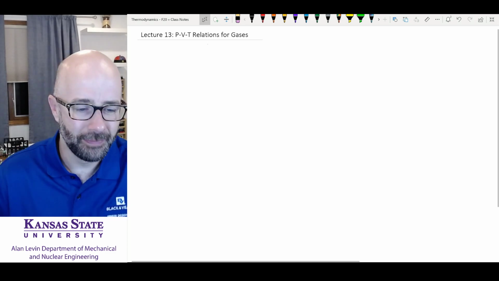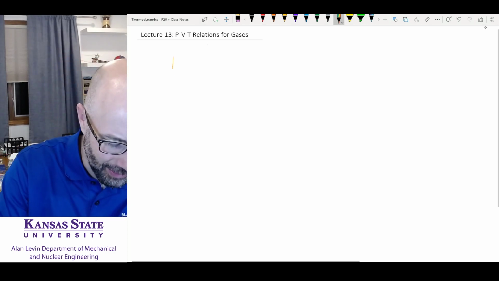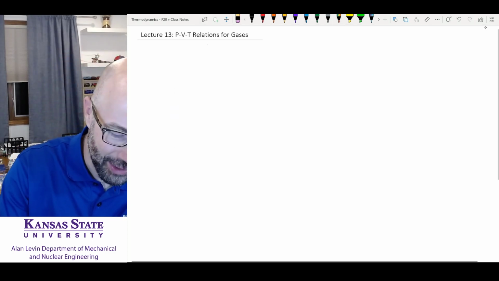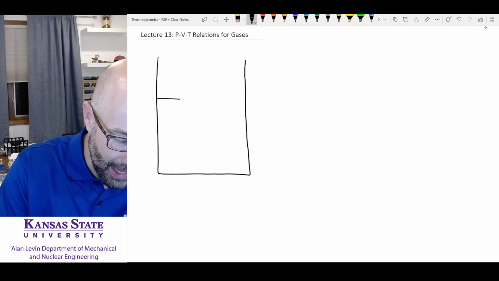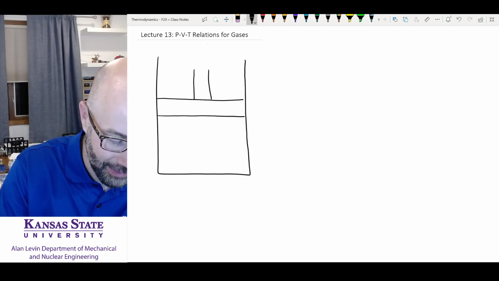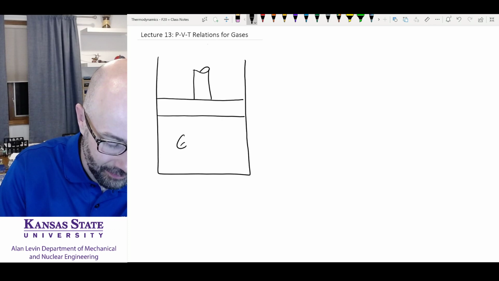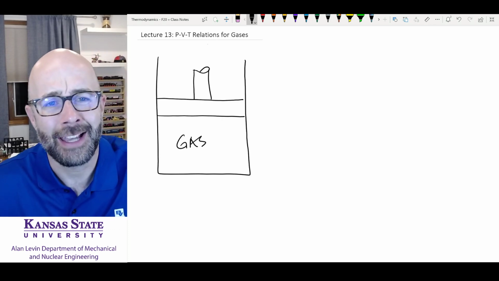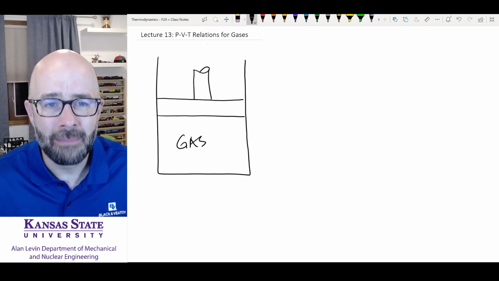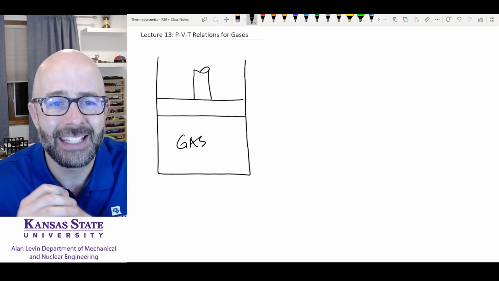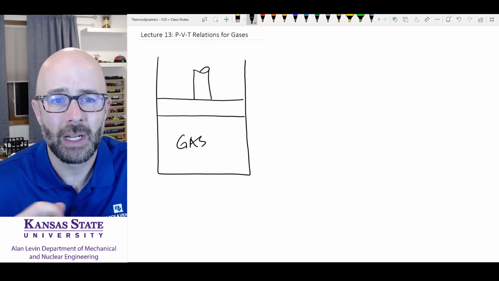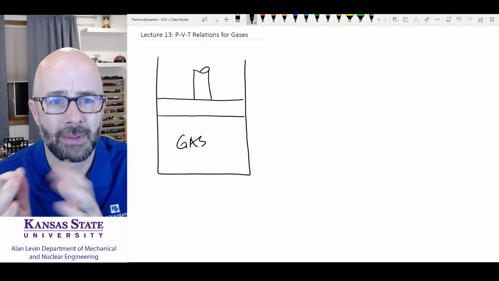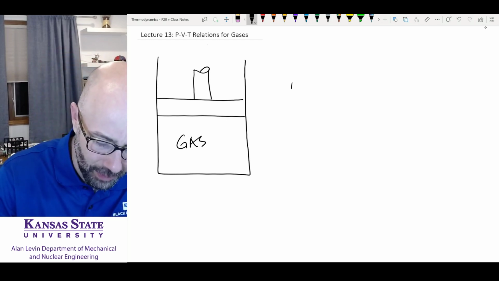So here it comes. Let's say we take a piston cylinder. Whoa, let's make it magical. We take a piston cylinder, and we're going to fill it full of a gas. Any gas. A magical gas. And we are going to move this piston cylinder to various equilibrium states. And when we get it to an equilibrium state, we're going to measure the pressure and the specific volume.